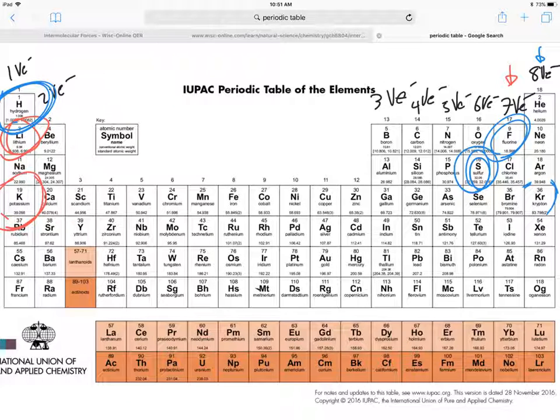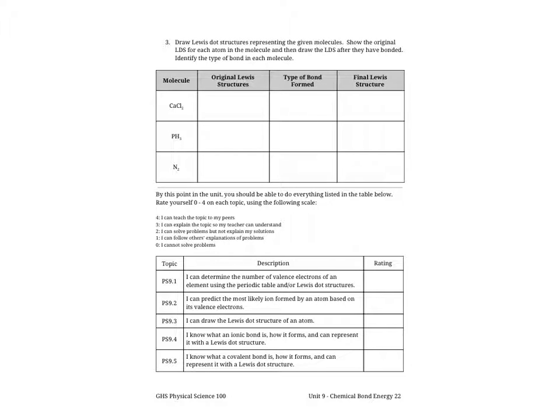For this part here, it says draw Lewis dot structures to represent the given molecules. So it's some more of the same, more practicing, but it's a little bit more complicated, I think. So what I'm going to do is take a look at that other one, it was calcium and chlorine. And so I'm going to go back and draw my original structures.